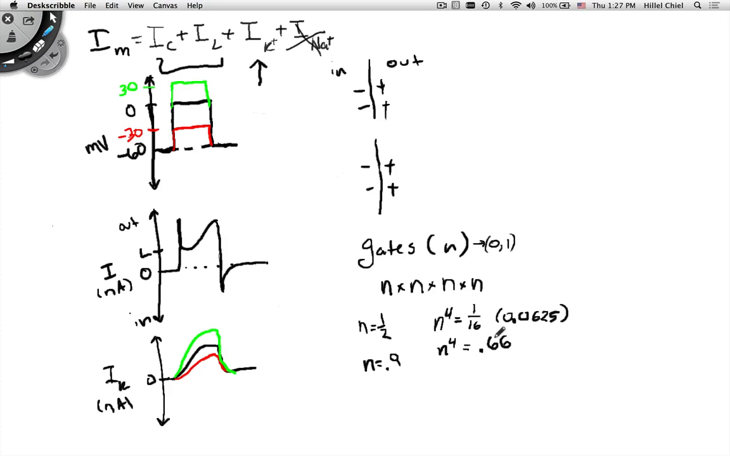And now let's say that n was equal to 0.99. Do the math. n to the 4th is equal to 0.96. So now that we have a 99 out of 100 chance that a single gate will become conducting, the whole channel has a 96% chance of becoming conducting.